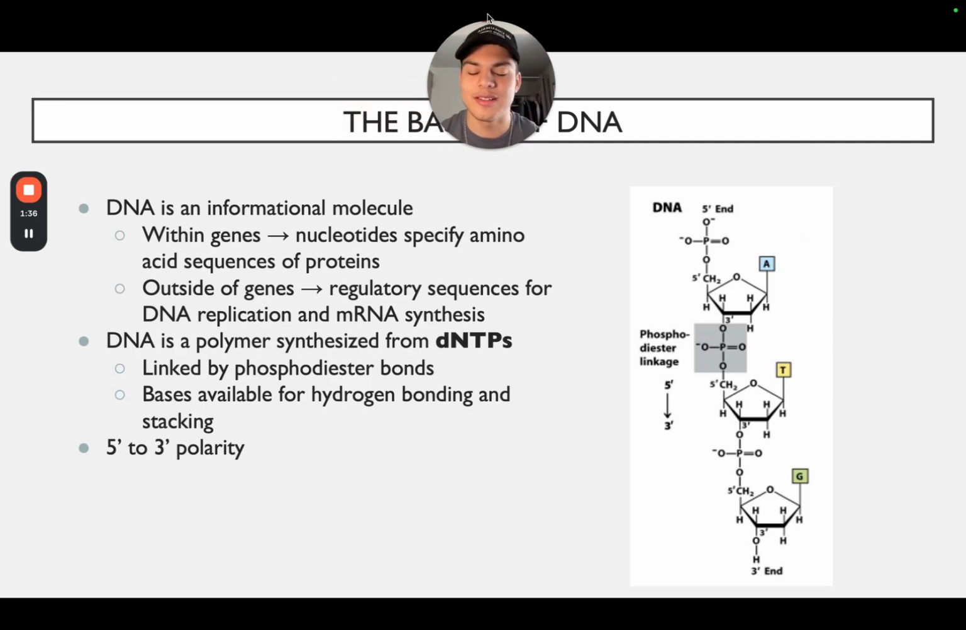So we know that DNA is an information molecule. That's where all our genetic code is stored. Some of it is expressed and some of it is not. The ones that are expressed are called specifically genes. They could or couldn't be expressed, it doesn't really matter too much. But basically, within genes, there are nucleotides that specify amino acid sequences of proteins. What this means is you have an A, a T, a G, combine three of them, you make a codon, and the codon corresponds to its amino acid.